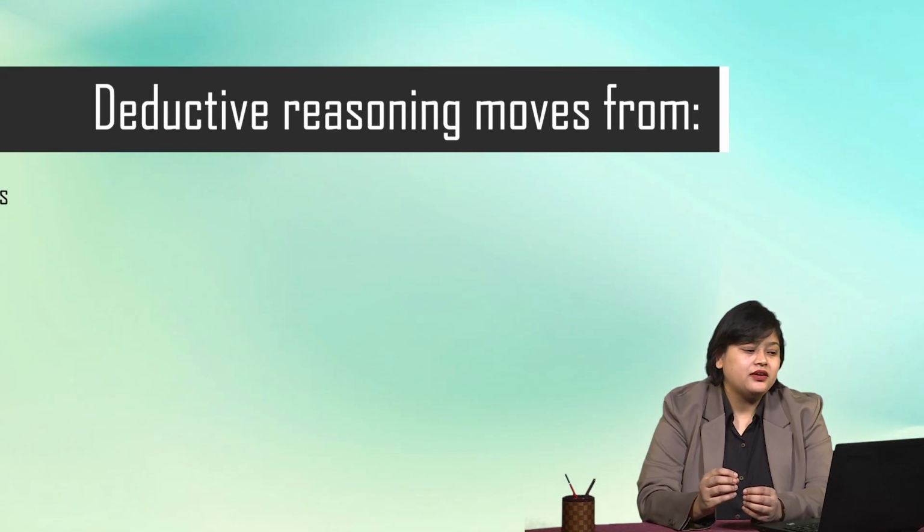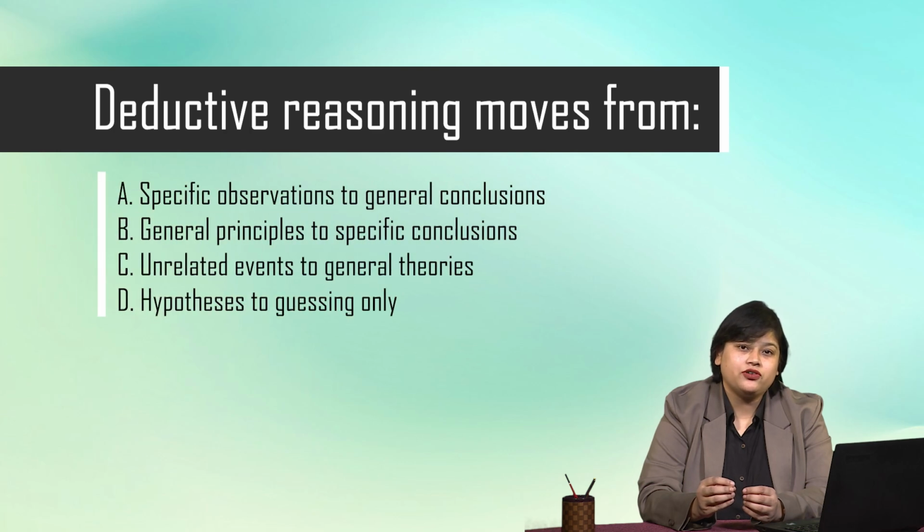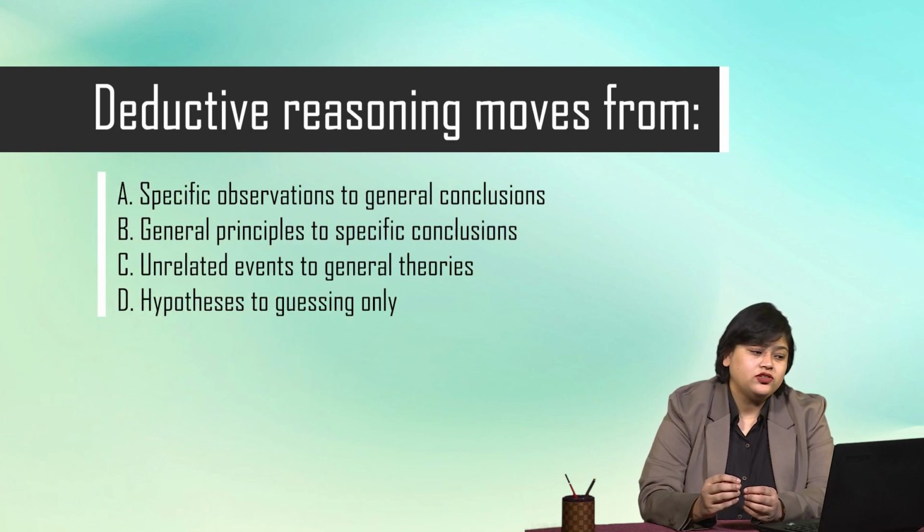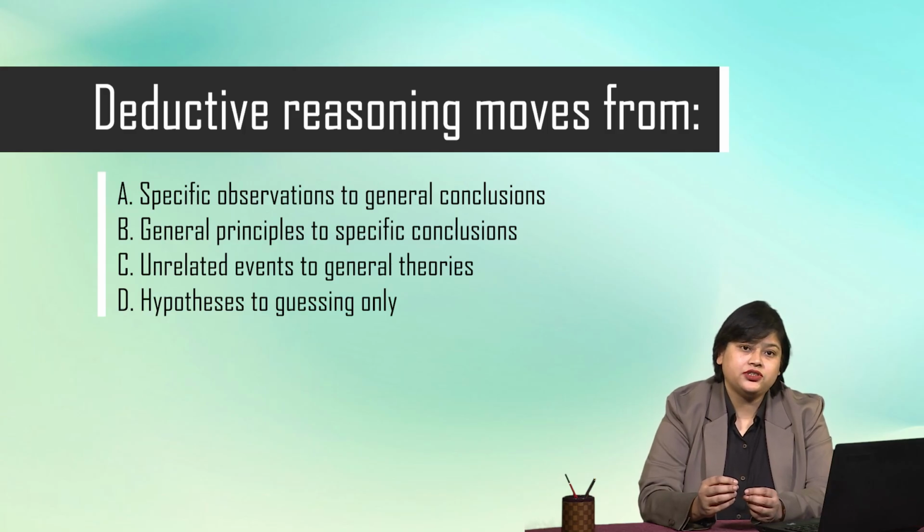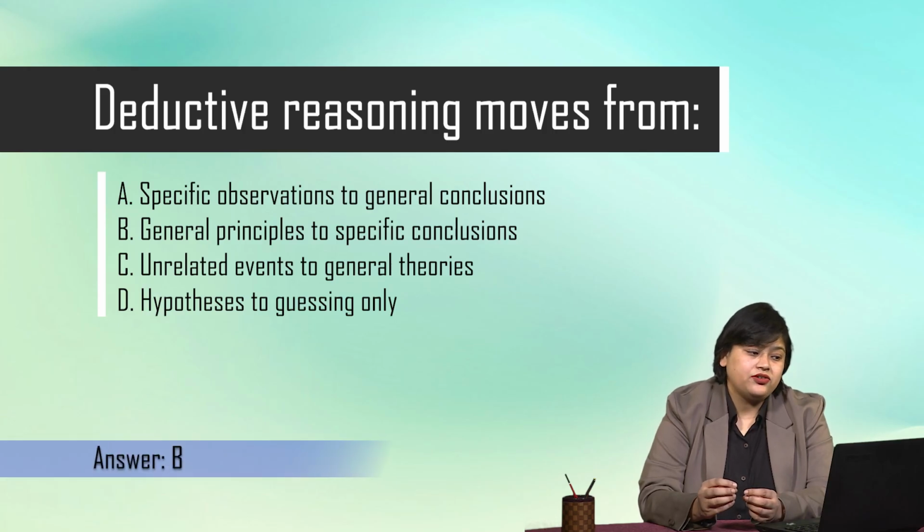Now, to understand this, let me ask you one or two multiple choice questions. Deductive reasoning moves from A. Specific observations to general conclusions. B. General principles to specific conclusions. C. Unrelated events to general theories. Or D. Hypothesis to guessing only. The answer is B. General principles to specific conclusions.